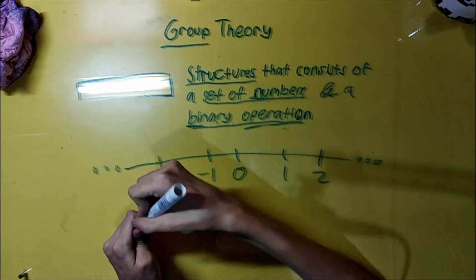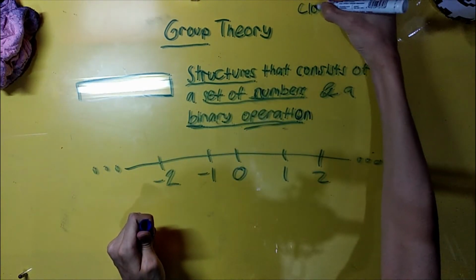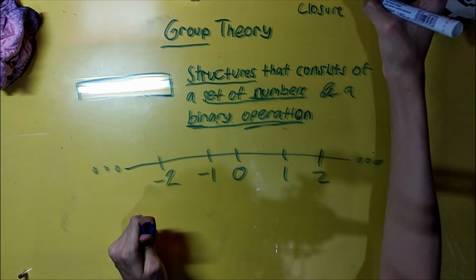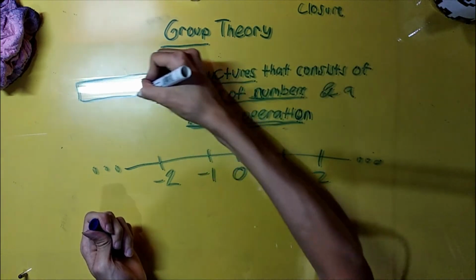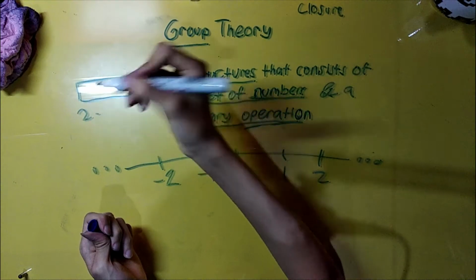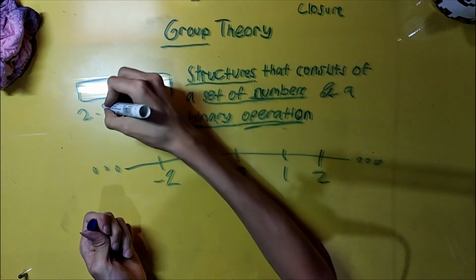I'm gonna write it here so that you can still remember if you forget what the first rule was. Second rule, that is associativity.